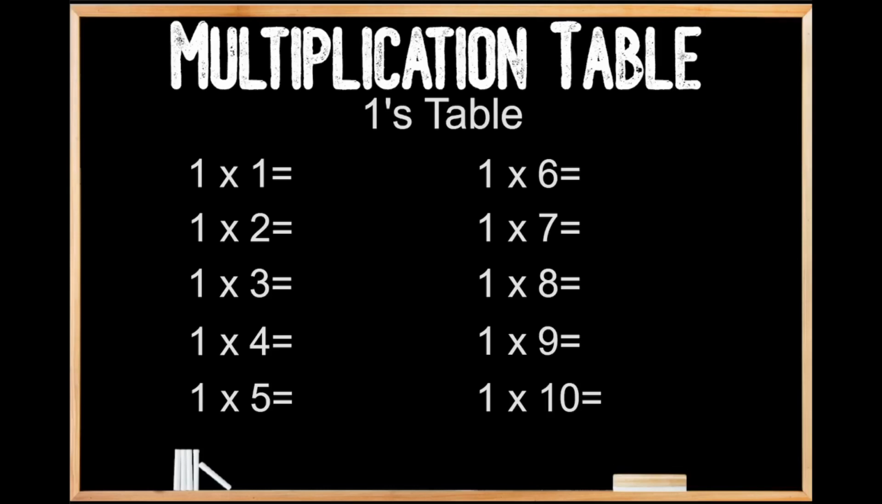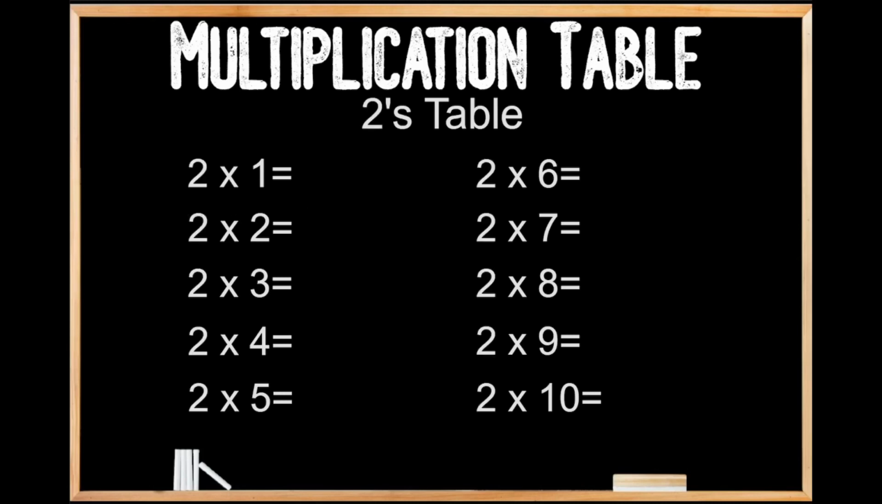Ones table. 1 times 1 is 1. 1 times 2 is 2. 1 times 3 is 3. 1 times 4 is 4. 1 times 5 is 5. 1 times 6 is 6. 1 times 7 is 7. 1 times 8 is 8. 1 times 9 is 9. And 1 times 10 is 10.